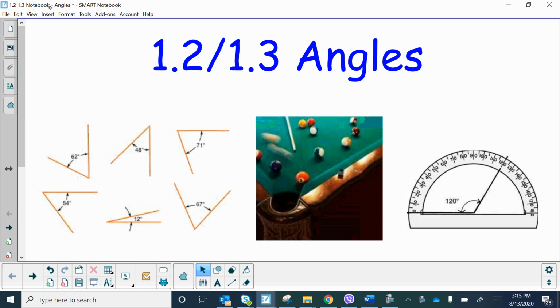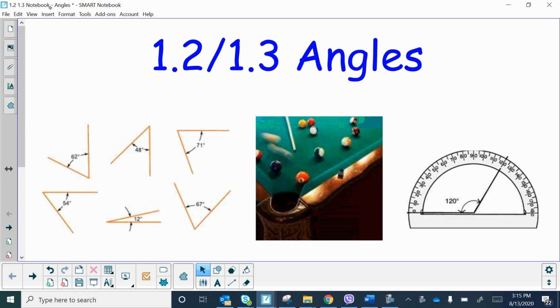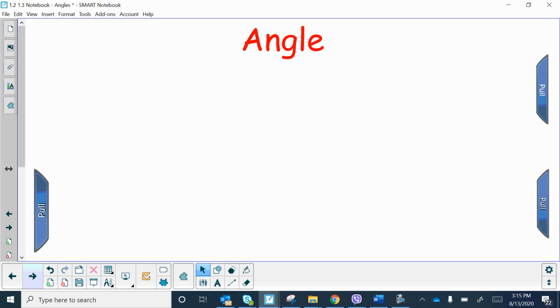So now we're moving on to our next section. This is going to be sections 1.2 and 1.3, angles. So we're going to learn how to name angles. We're going to identify different types of angles and use a little bit of algebra with angles. So let's define what an angle is.